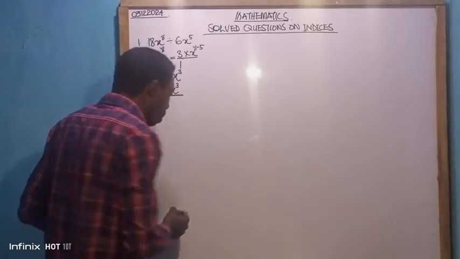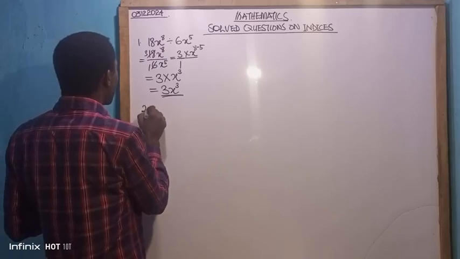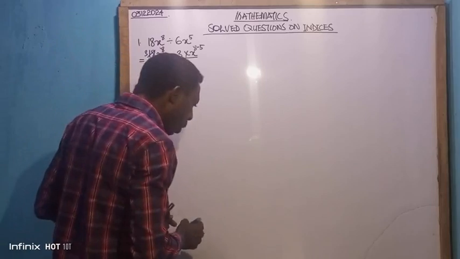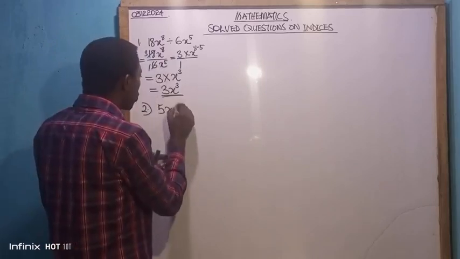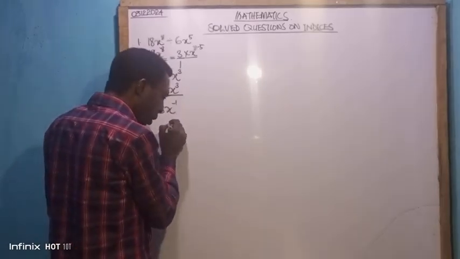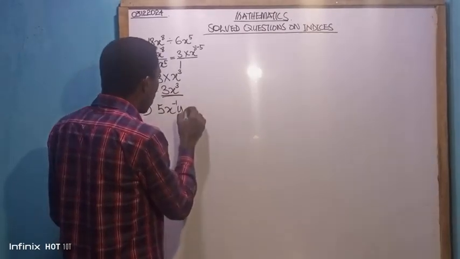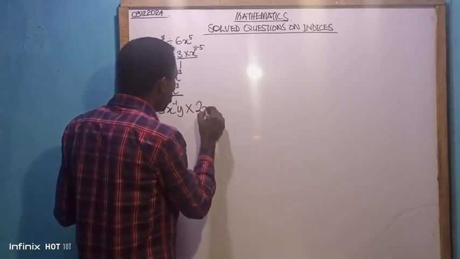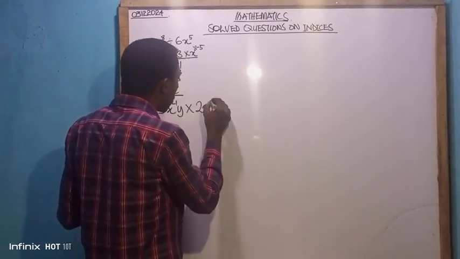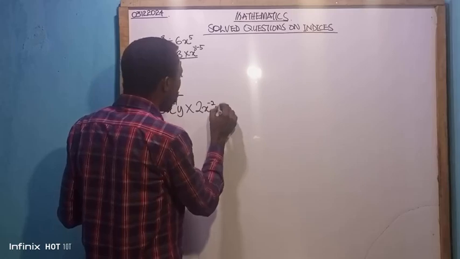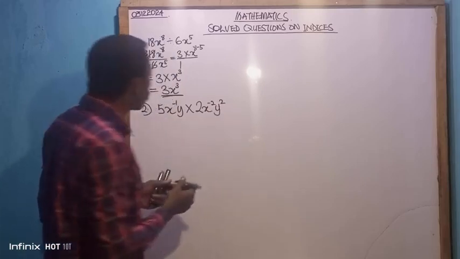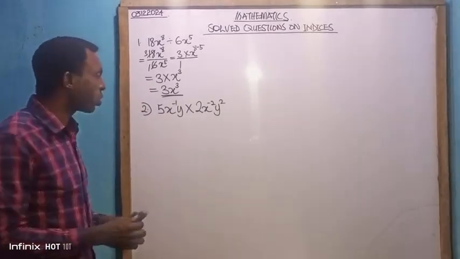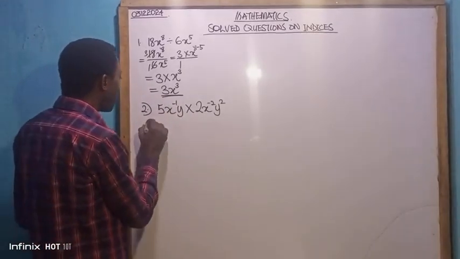Then we have another question here, number 2. We have 5x raised to power minus 1, y, multiplied by 2x raised to power minus 2, then y raised to power 2. Now, this one is talking about the multiplication rule or law. Let's go very fast with our work.